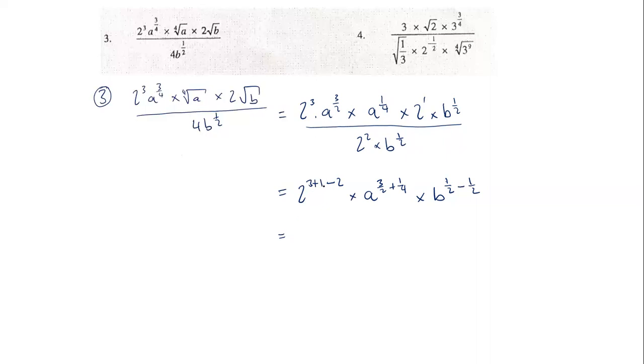So 3 plus 1 is going to be 4. And then 4 subtract 2, it's going to be 2. So that means here we're going to have 2 to the power of 2 multiply by. Now, what is 3 over 2 plus 1 over 4? I'm going to multiply 3 by 2. So I'm going to get 6. And then I'm going to have 6 plus 1. It's going to be 7 over 4. So that means we're going to have a to the power of 7 over 4.